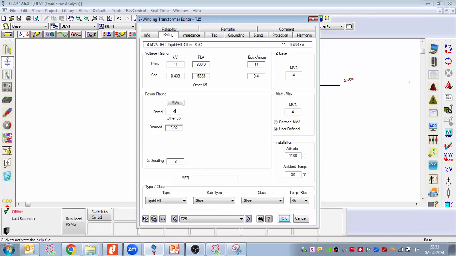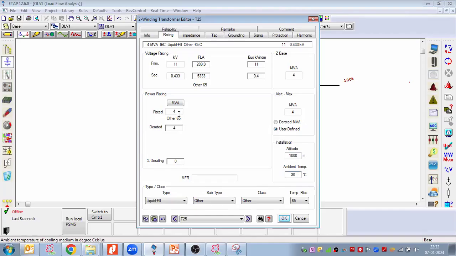And the transformer is designed for a specific site ambient temperature. In general practice, in any Indian project or Asian project, it is designed based on 50 degrees Celsius ambient temperature. Unfortunately, in ETAP we do not have a 50 degrees Celsius option. This is a drawback of ETAP. ETAP offers only 30 degrees Celsius, but the transformer is designed based on 50 degrees Celsius.